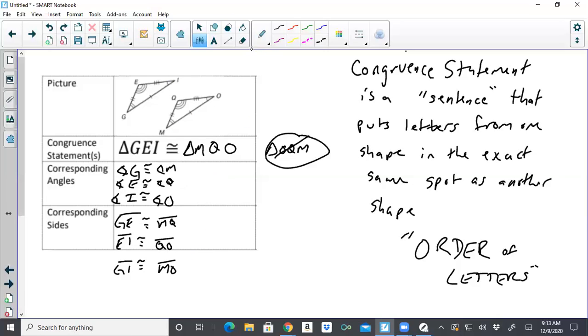And that's what we're doing today. That's essentially what is going on. We're just making sure that we can put things in the right order and in the right spot. All right? That is congruent figures. That's what congruent figures means.